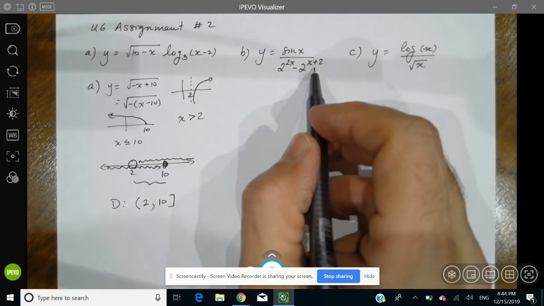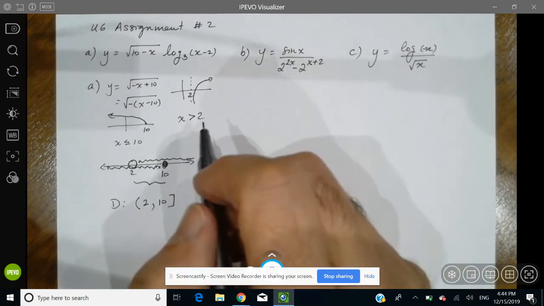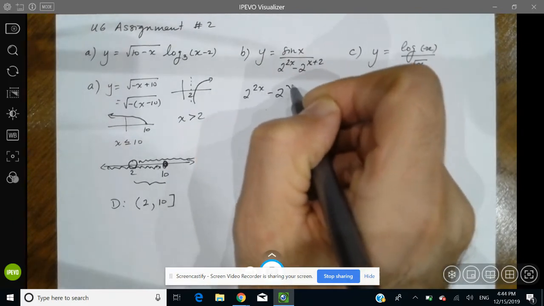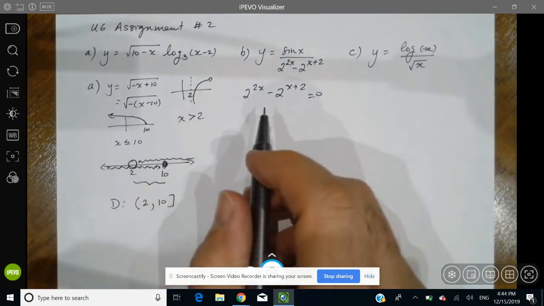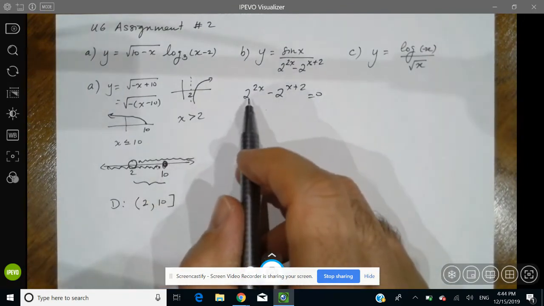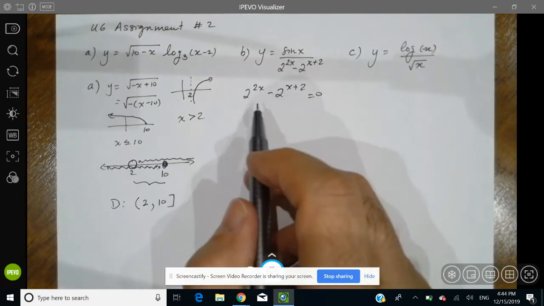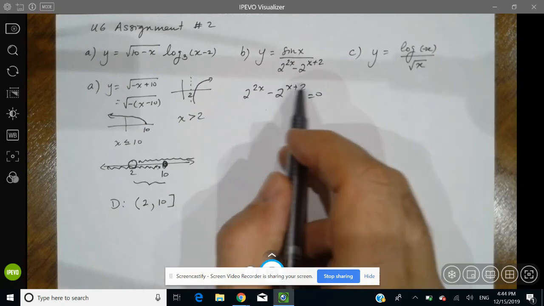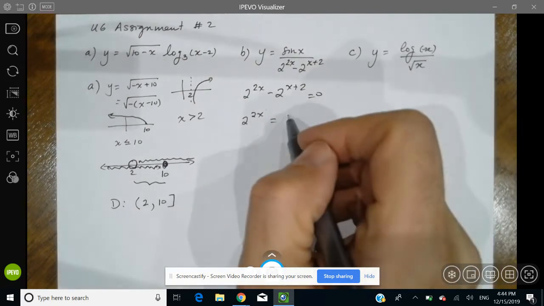Let me see if there are any values of x which make the denominator equal to 0. I'm going to solve 2 to the 2x minus 2 to the x plus 2 equals 0 and see if there are any solutions. Now here I have an exponential equation. There are a couple of ways of solving this, but I notice that I can just bring this to the other side, and look what I can do. I can write this as an equality of 2 powers with the same base.